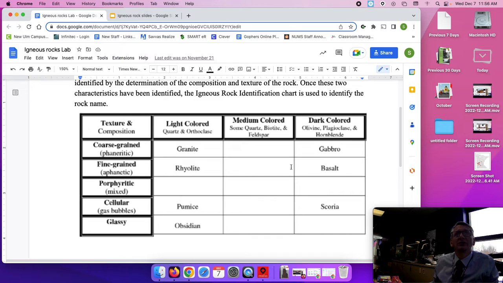So once again, coarse grained is intrusive, fine grained is extrusive, light colored is felsic, dark colored is mafic. That is the Igneous Rock Lab.